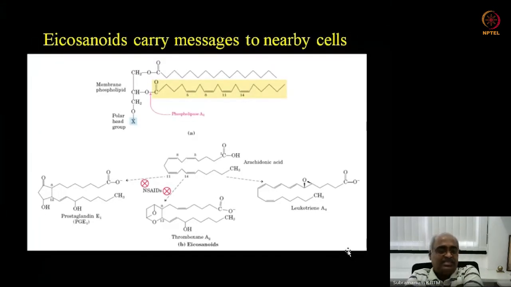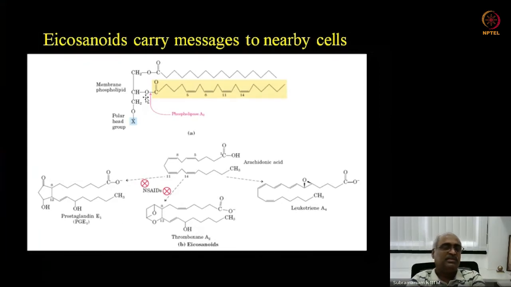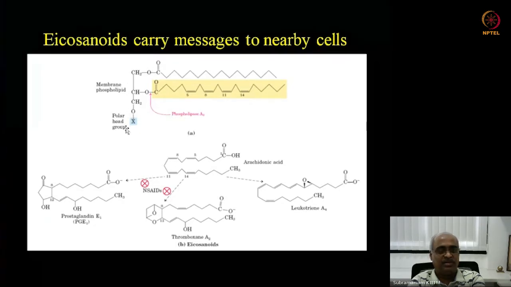So next is a major class of signaling molecules: prostaglandins, thromboxanes, and leukotrienes. The discovery of prostaglandins was considered so significant that the discoverers won a Nobel Prize. So these were first isolated from the prostate gland, and that is why the name prostaglandin. But they are produced by other tissues as well. So okay, now let us get to them from what is familiar to us. So we already know this structure: diacylglycerol group with this polar head group.